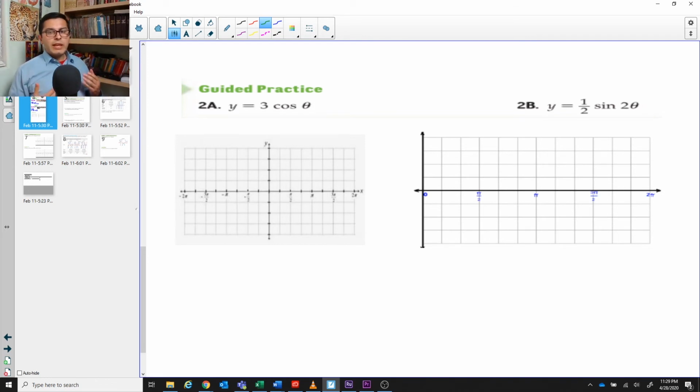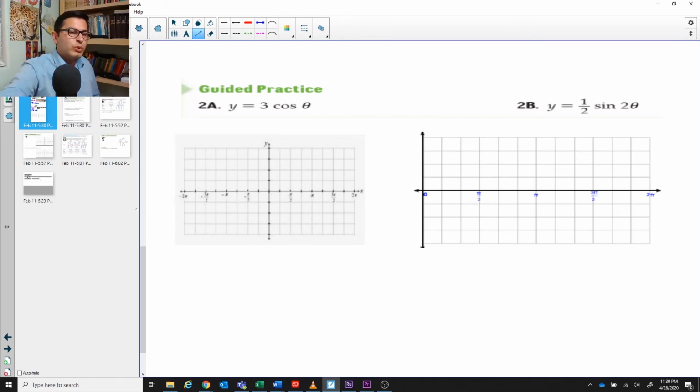Now it's time that we do some guided practice. So give these a shot and see if you can do these by yourself. Good job on trying these out by yourself. Now let's go at this together, because these can be a little bit tedious.